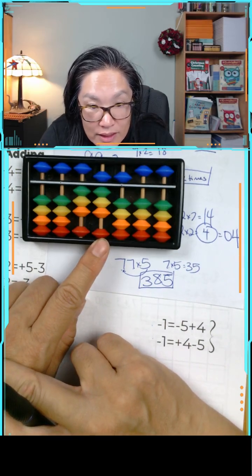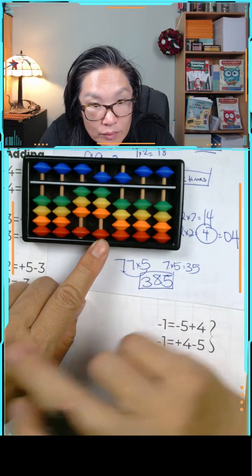Multiplication on abacus is really easy, because you can see the numbers.